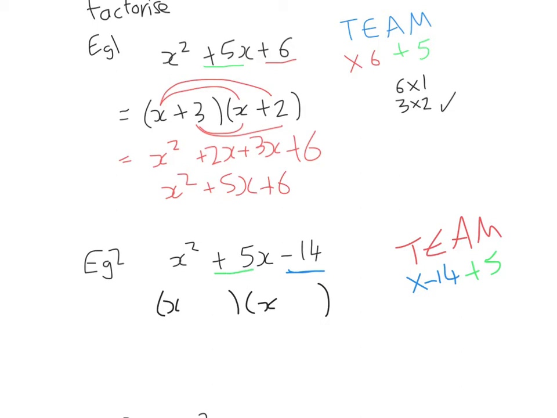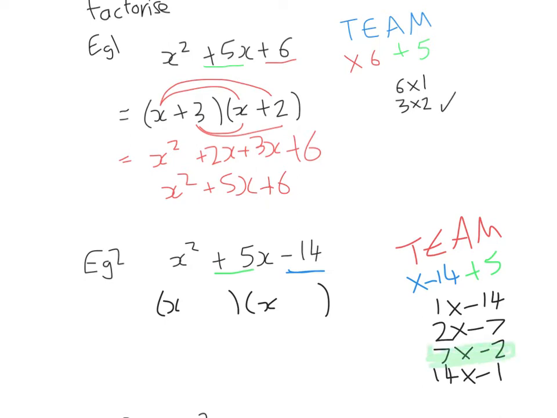So we write down how to get minus 14. We could do 1 times minus 14, 2 times minus 7, 3 doesn't fit in, 4 doesn't fit in, 5 doesn't fit in, keep going, 7 times minus 2, and 14 times minus 1. So there's 4 combinations, and you identify which one adds to give positive 5. And the answer is this one here. That's our answer. So we put those two values into the bracket.